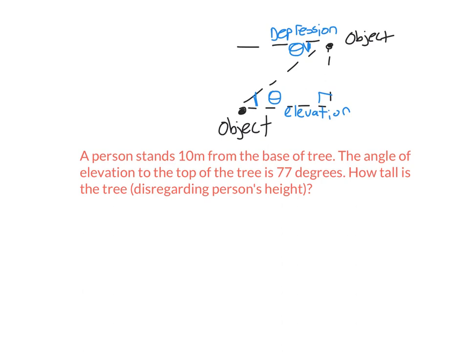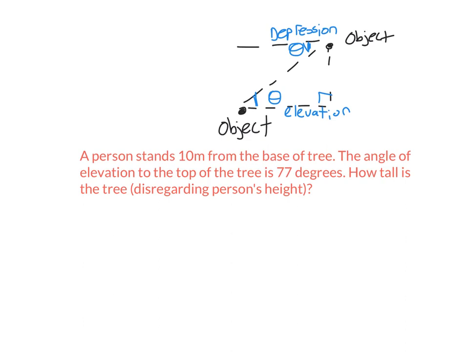So we're going to have a go at this question here. A person stands 10 meters from the base of a tree. The angle of elevation is 77 degrees. We'll find the height of the tree. We're going to disregard the person's height, because otherwise we have to get into whether the angle of elevation is from the person's eyes or from the ground or whatever. We're just going to ignore that for now so that you can learn this.